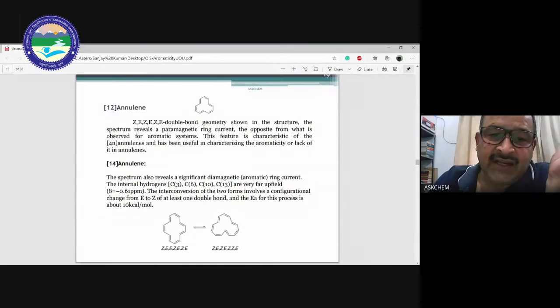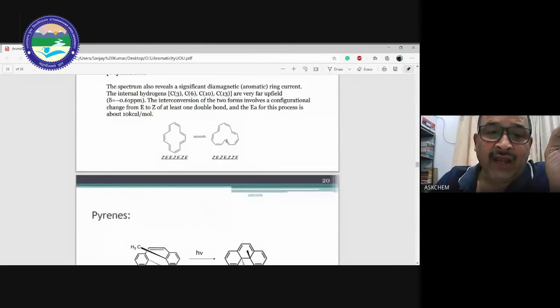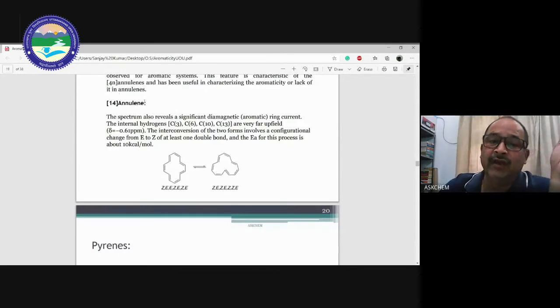With the ZE double bond geometry shown in this structure, the spectrum reveals a paramagnetic ring current. Remember, a paramagnetic ring current is just the opposite of the case of aromaticity. It is opposite from what is observed for the aromatic system, and this feature is characteristic of the 4N annulene and has been useful in characterizing aromaticity or lack of it in annulenes. A 14 annulene is further a Huckel number, 4N plus 2 for N equal to 3. The spectrum also reveals a significant diamagnetic aromatic ring current.